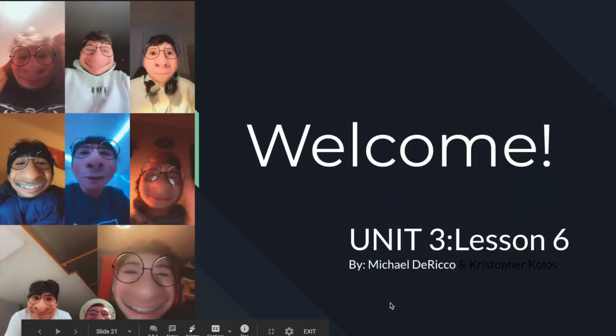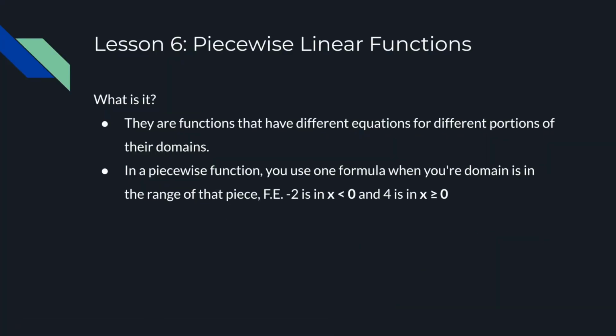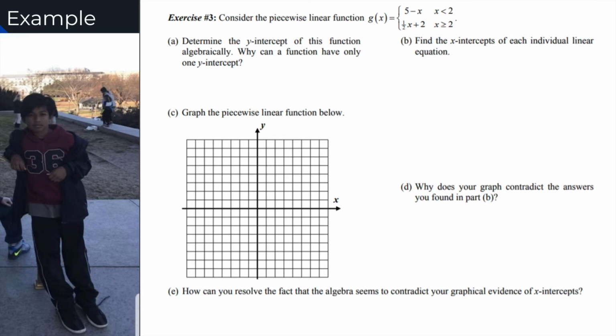Lesson 6 of Unit 3 talks about piecewise linear functions, which are functions that have different equations for different portions of their domains. In a piecewise function, you use one formula when your domain is in the range of that piece. For example, -2 is in x is less than 0, and 4 is in x is greater than or equal to 0. This is a question that was pulled out from a Regents exam. Pause the video, read it, and try to solve it on your own.